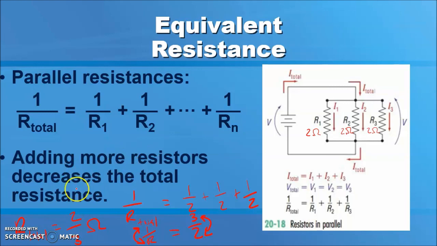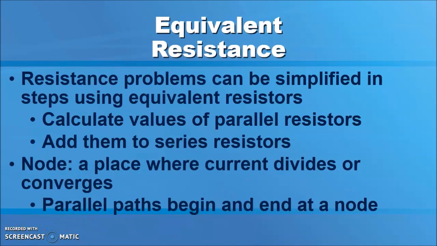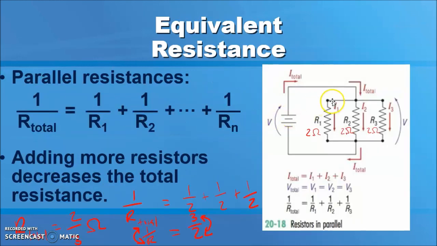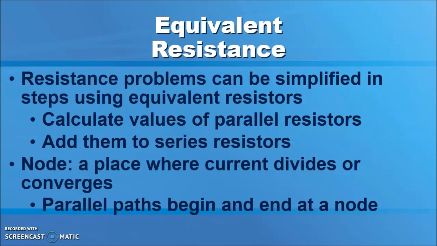Adding more resistors decreases the total resistance. We had 2 ohms in each of them, and we ended up with 2 over 3 as a total resistance. So we did see that it dropped a little bit. Resistance problems can be simplified in steps using equivalent resistors. If you have a really complicated looking one, you can calculate the values of parallel resistors, and then you can add them to the series resistors. I already talked about this, but a node is a place where the current divides or converges. In this example, these little dots are the nodes. Parallel paths begin and end at a node.